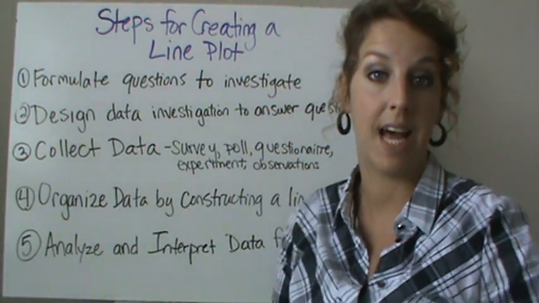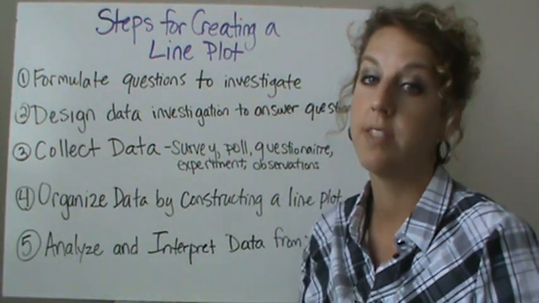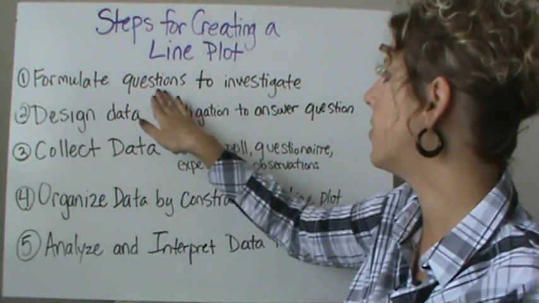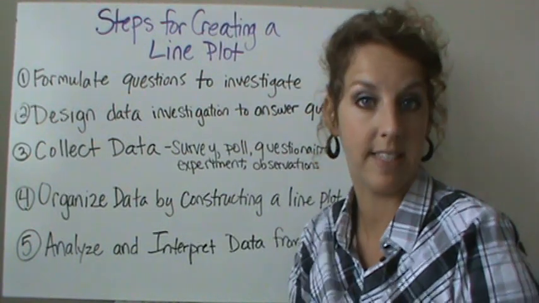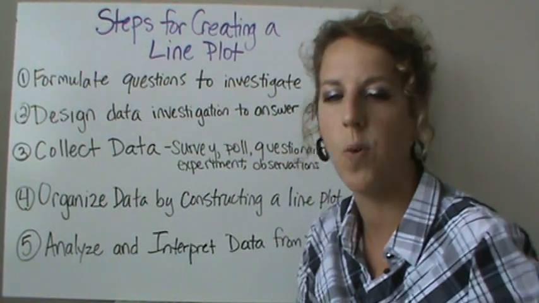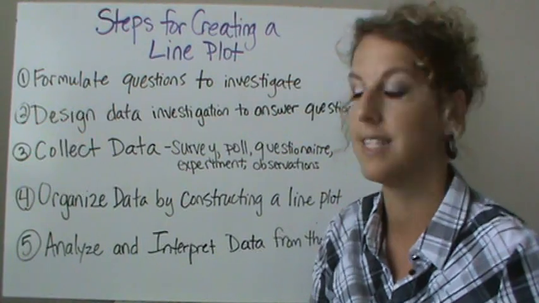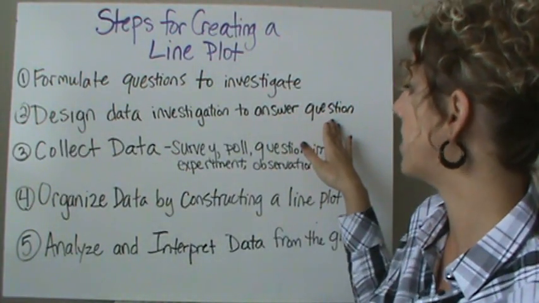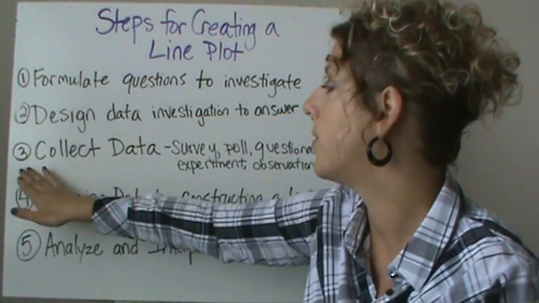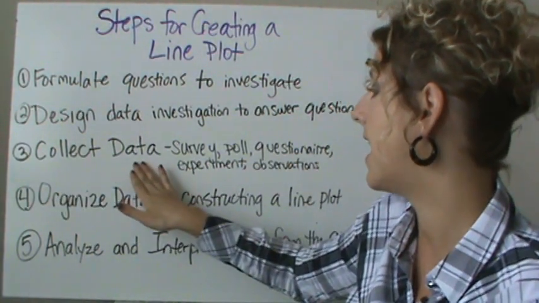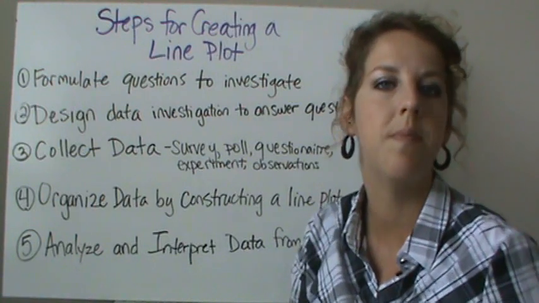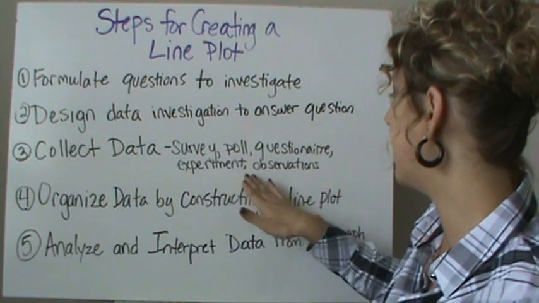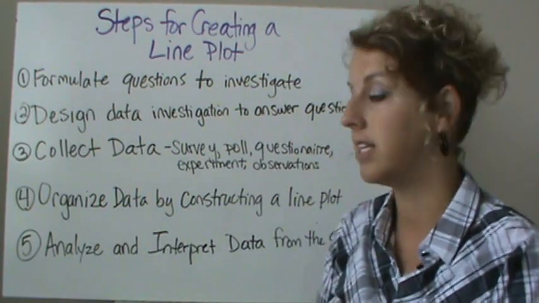Steps for creating a line plot. Very similar to steps for creating a bar graph or a picture graph. First, you want to formulate the question that you're going to investigate. So think of a lot of different questions that you want to investigate. Then design the data investigation to answer that question. Number 3, collect your data. And you can collect data in many different ways: a survey, poll, questionnaire, experiment, or just simply observations.